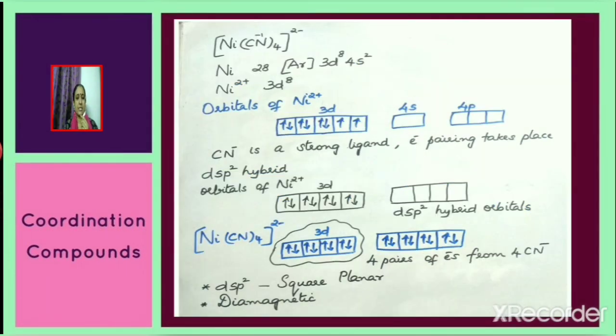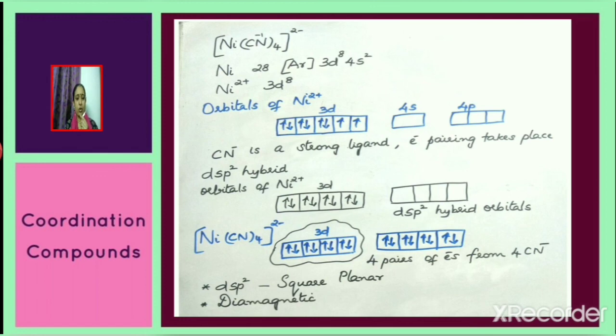Consider the next example, Ni(CN)4 2-. Nickel atomic number 28, electronic configuration can be written as argon 4s2 3d8. Here nickel exists as nickel ion Ni2+. The configuration is 3d8. Orbitals of nickel 2+, 8 electrons are shown in 3d orbitals, 4s is vacant and 4p is also vacant. CN- is a strong ligand, therefore electron pairing will take place.